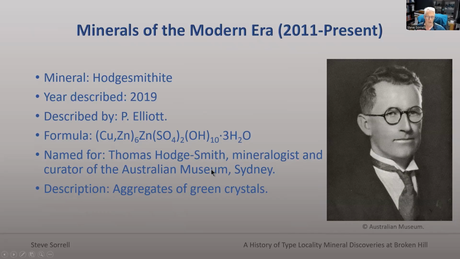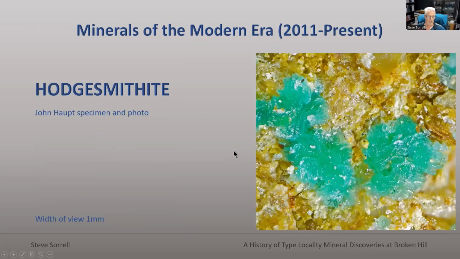And then more recently again, Hodge-Smithite, a copper zinc sulfate, and Thomas Hodge-Smith, who it was named after, was at the Australian Museum in Sydney. And again, aggregates of green crystals. Peter Elliott sees these things differently to mere humans, I'm sure. But that's a John Haupt specimen. That's what that one looks like. I don't think I've seen anything that looks quite that sort of colour from Broken Hill, so that might be one that if you did see, there's a good chance you've got a Hodge-Smithite.